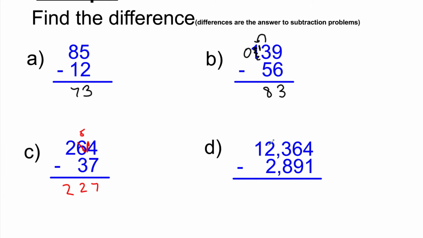Let's do one more of these, and then we'll talk about the horizontal form. 4 minus 1, that's good. I can do that. That's 3. 6 minus 9, that's not good. I can't do that without it being negative, so I look to the place to the left, and I'm going to turn this into a 2.